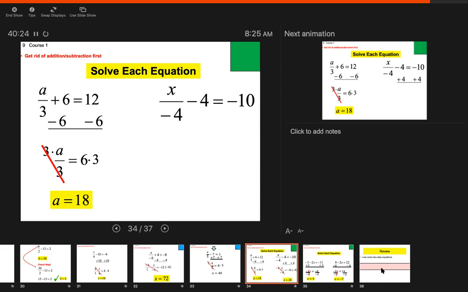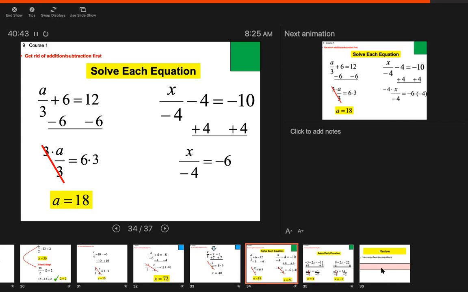Second one, oh, there's a lot of negatives. Everything is negative here. Be careful. I'm going to get rid of the second 4 by adding 4 to both sides. Different signs means subtract. 10 minus 4 is 6. There's more negatives than positives, so we get negative 6.